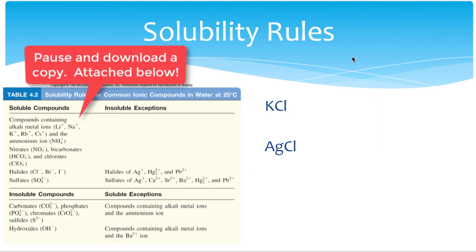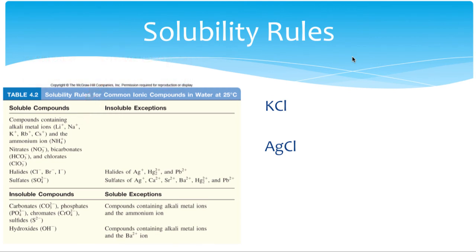These rules are often summarized in tables similar to the one that you see over here on the left. This table is available for download down at the bottom of the page, and I encourage you to have a copy of this available. I believe it's also available on the back side of your periodic table in a slightly different format. The table is a little complicated at first, but it's pretty easy to use. We have a list of chemicals that are soluble on the top, so any chemicals containing these substances are likely to be soluble. And we have a list of insoluble chemicals on the bottom. Any chemicals containing these ions are likely to be insoluble.